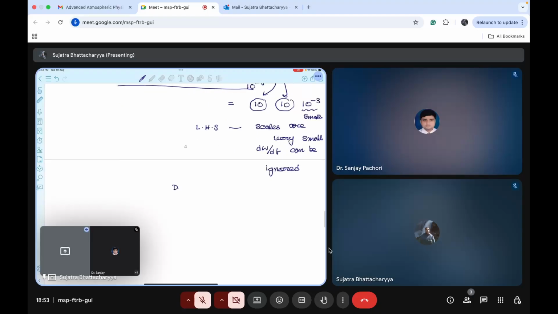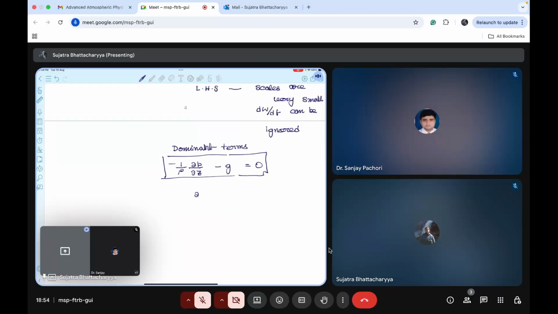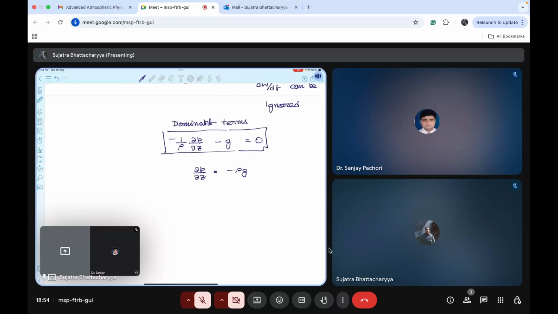So the dominant terms will be the pressure gradient force, minus 1 by rho ∂P/∂Z, and minus G, which is equal to 0. This is the dominant balance. And this balance, ∂P/∂Z equal to minus rho times G, or because pressure depends on Z only, dP/dZ is equal to minus rho times G, is what is called the hydrostatic balance. So in the mid-latitude synoptic system, hydrostatic balance is very common.